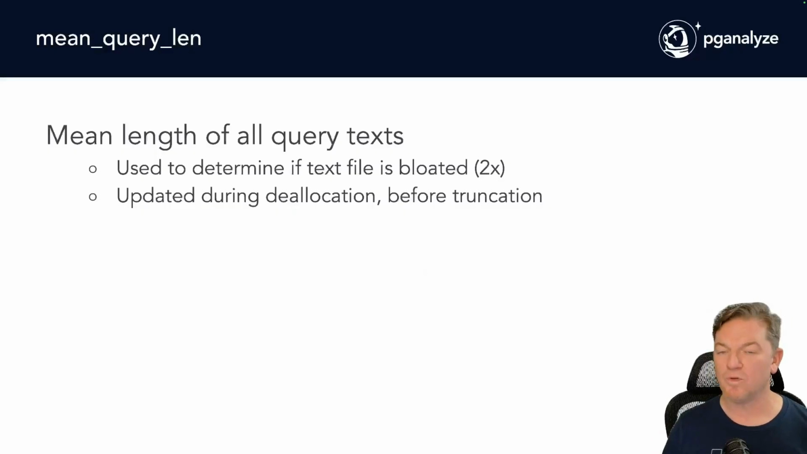And then we have mean query length. This is the mean length of all the texts currently in the hash table, and it's actually only updated when deallocation occurs. During the deallocation process, right before that bottom 5% is dropped, pg_stat_statements finds the mean of the current query lengths in the table, and that value is used to help determine if the external file is more than twice the expected length. And if it is, then it has to be shrunk as well.